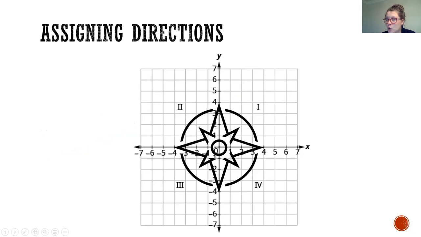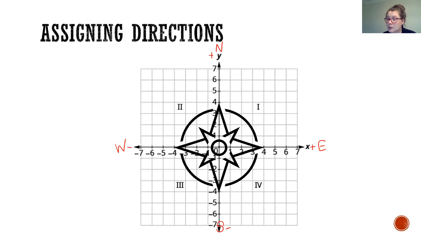So again, we're back at our quadrant system. So the first thing I want to think about is assigning directions. Now, if we look here, I threw a compass on here. So we have north, south, east, and west. So by tradition, north is always positive Y. East is always positive X. West will always be negative, and south will always be negative.